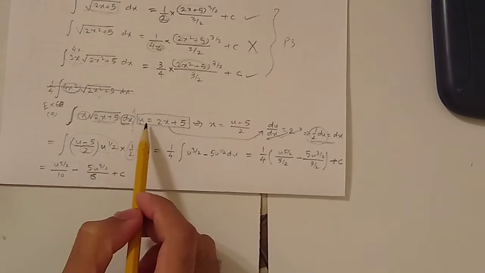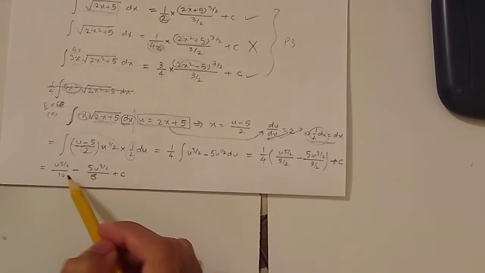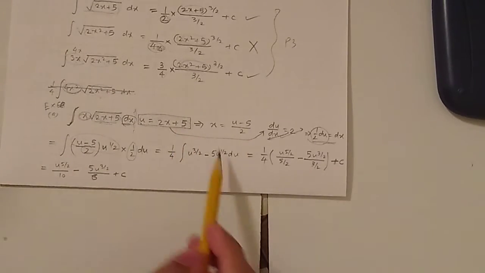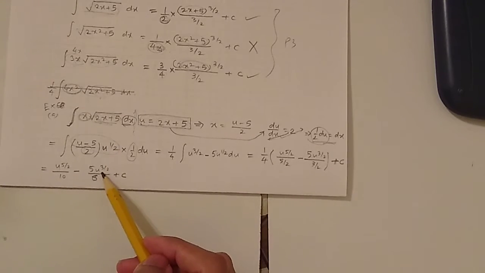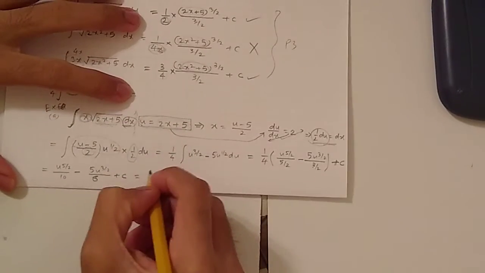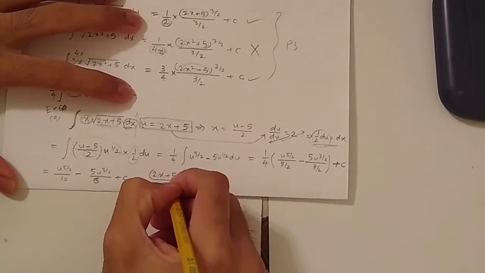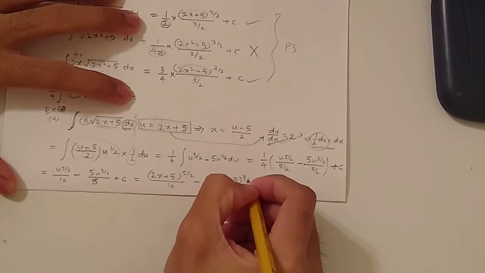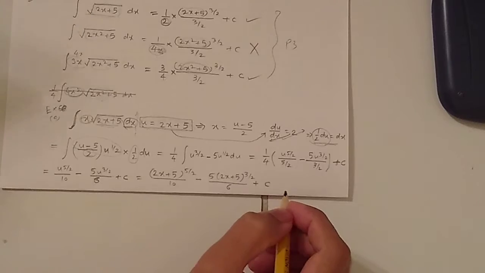So we are done with the integration, but notice that our question is in terms of x, and we did a substitution for u. Therefore we do need to reverse the change, and replace u with its equivalent in x. The substitution helped us find the answer, but the final answer should not be expressed in terms of u. It needs to be expressed still in terms of x. So substitute 2x plus 5 in place of u. You get (2x plus 5) the whole raised to 5 by 2 by 10 minus 5 into (2x plus 5) the whole raised to 3 by 2 by 6 plus c. So this is your final answer.